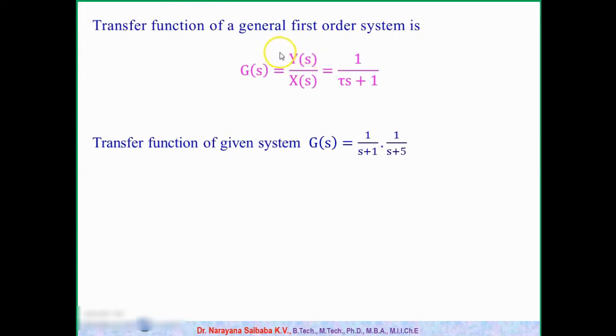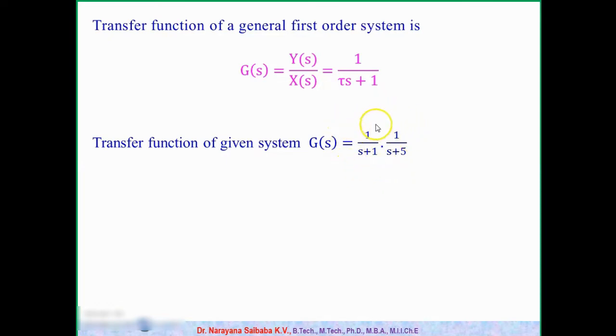We know that the transfer function of a general first order system can be written as G of s equal to 1 by tau s plus 1. This is the general transfer function. But the given system is in the form of 1 by s plus 1 into 1 by s plus 5. So first we have to divide this given system into two parts. This is first part and this is second part.